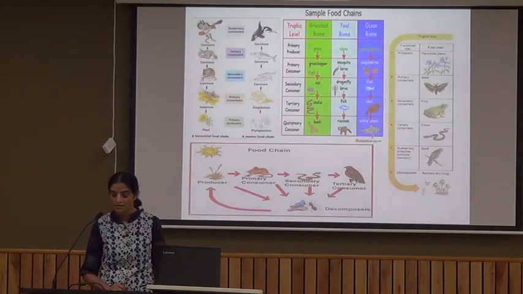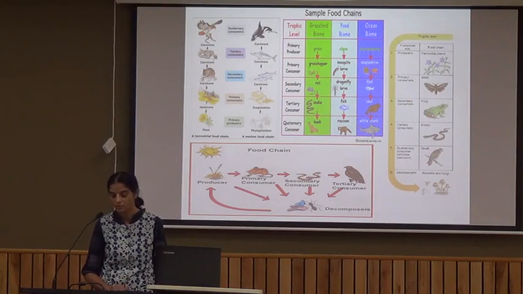Then these are samples of other food chains which exist in the environment. A food chain basically consists of producer, primary consumer, secondary consumer, tertiary consumer and then decomposers. So these different levels in a food chain are called the trophic levels.